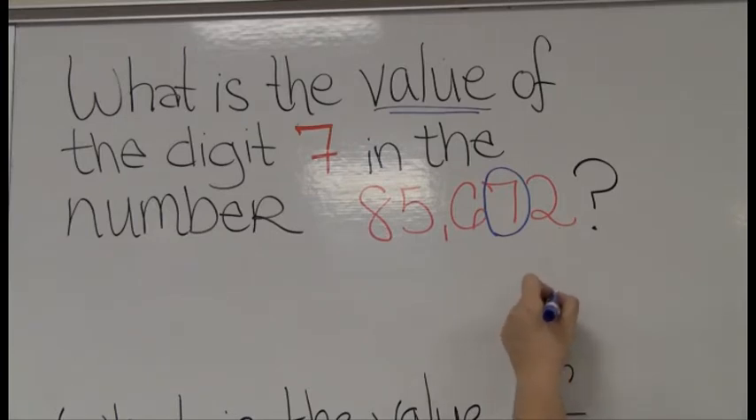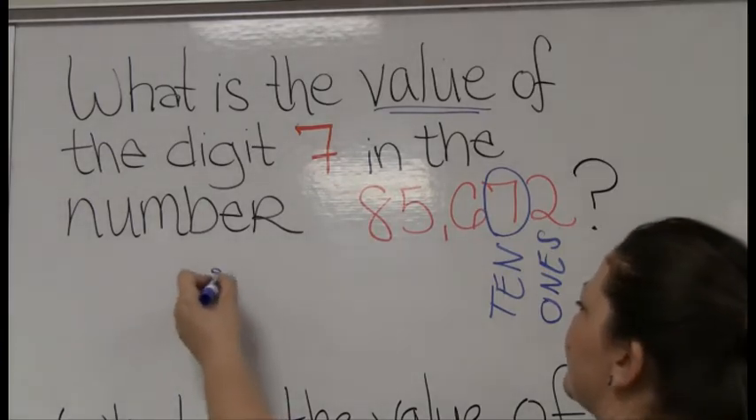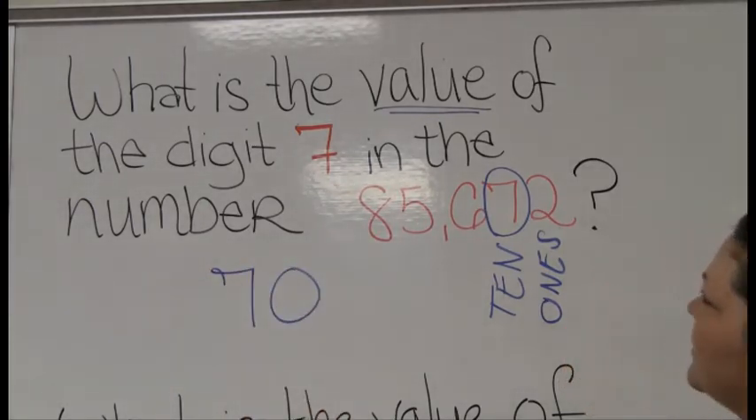Again, starting from the right, this was our ones place, and this was our tens. So what we have here is 7 tens. Now if you think about it, if you had 7 $10 bills, what would you have? Well, 10, 20, 30, 40, 50, 60, 70, I would have $70. And so what is the value of the digit 7 in the number?